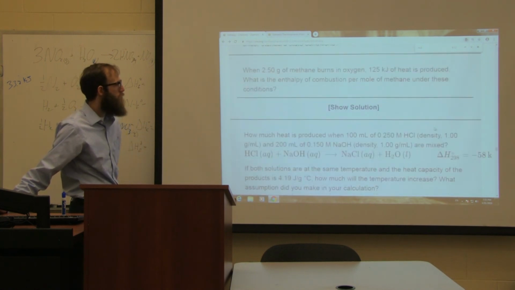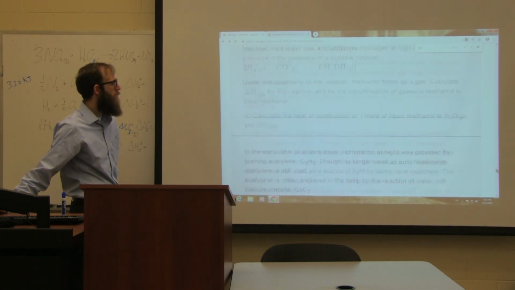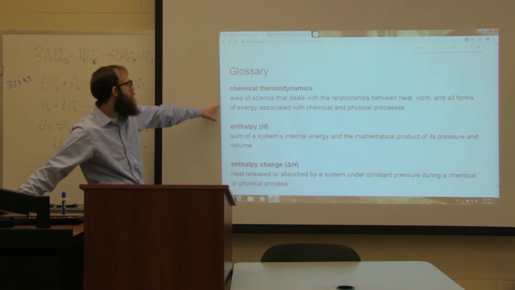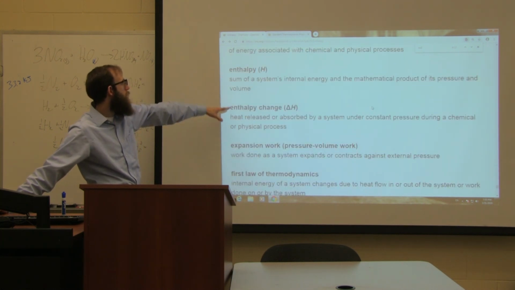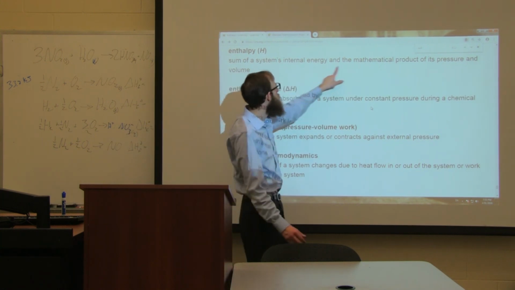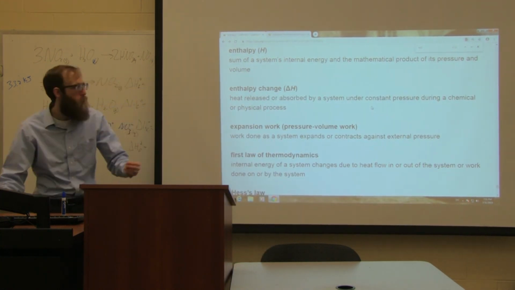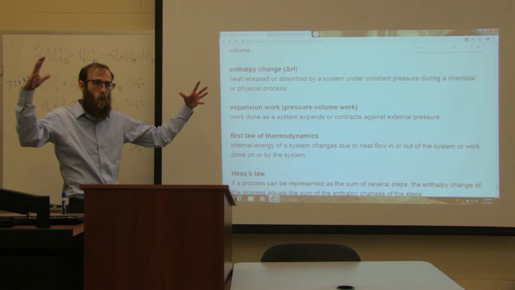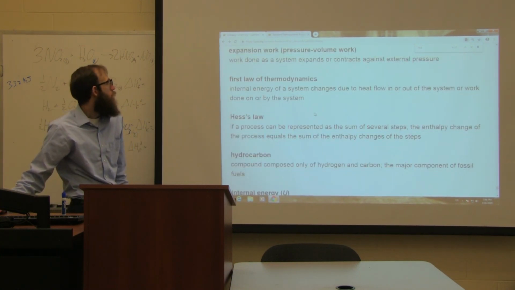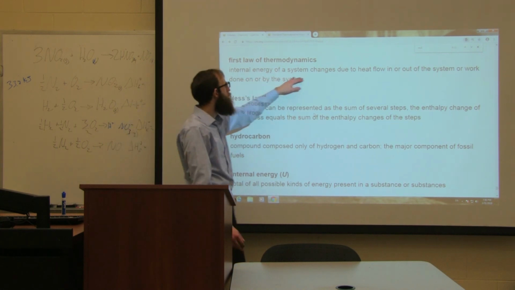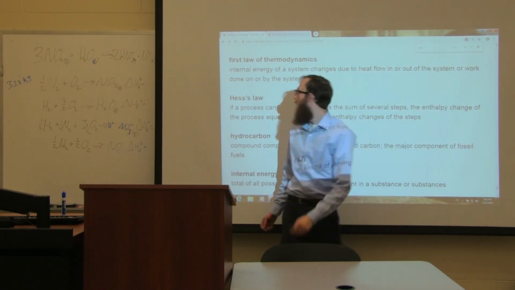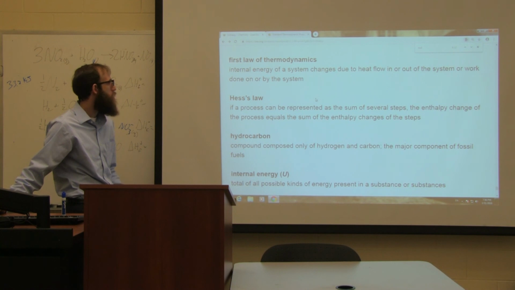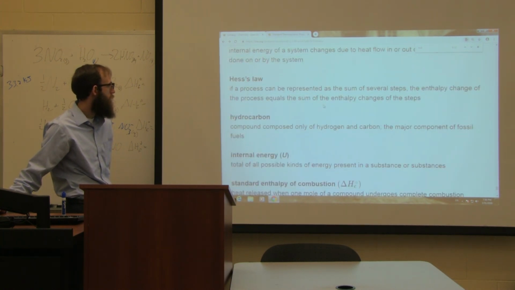Lots of exercises. Let's look at some of these definitions that were provided here. We talked a lot about those in that summary, right? Chemical thermodynamics, that's just in general what we've been studying, the thermodynamics of chemistry. Enthalpy, the enthalpy change. The enthalpy is the sum of the system's internal energy and the mathematical product of the pressure and volume, U plus PV, right? Expansion work is expansion or contraction against an external pressure. We went over the first law of thermodynamics. The internal energy of a system changes due to the heat flow in or out of the system, or work done on or by the system. That the energy is being conserved between the system and the surroundings.